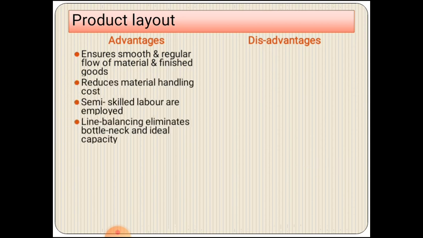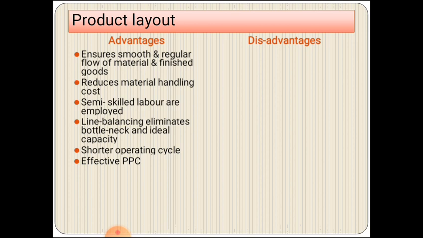Line balancing eliminates bottlenecks and idle capacity. So it's in a line, so there is an ideal capacity, it gives more productivity to the company. Then shorter operating cycle, because it's in a line, so it requires the minimum operating time. Then effective PPC, effective production planning and control.